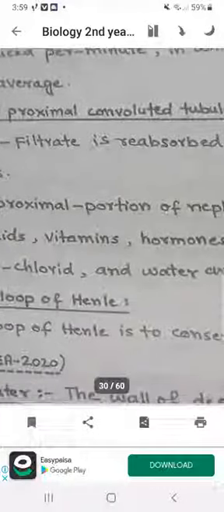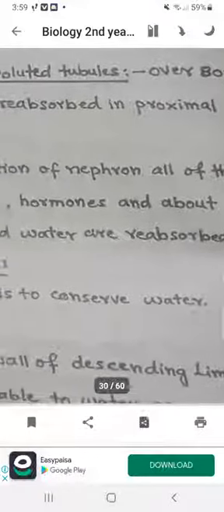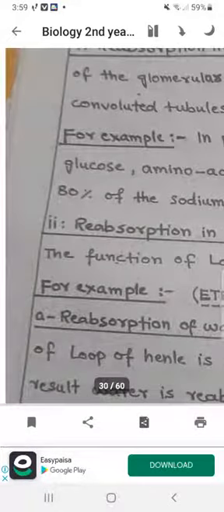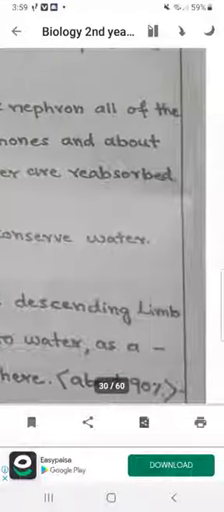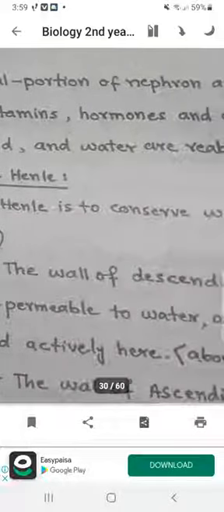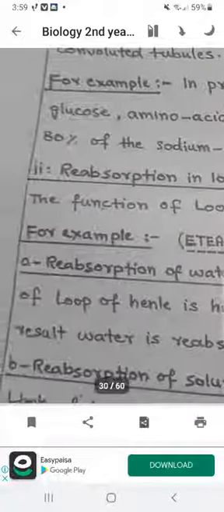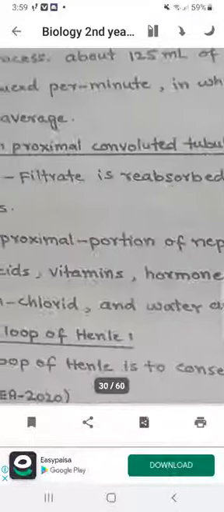Reabsorption in proximal convoluted tubule. Over 80% of the glomerular filtrate is reabsorbed in the proximal convoluted tubule. For example, in the proximal portion of nephron, all of the glucose, amino acids, vitamins, hormones, and about 80% of sodium chloride and water are reabsorbed.